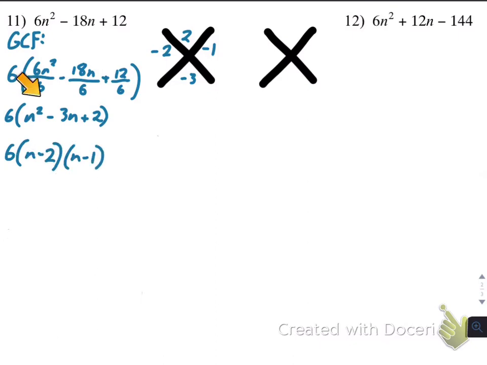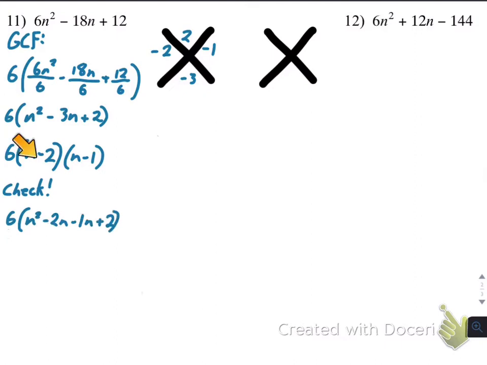So I'm going to write it in factored form. So my two binomials here are going to be n minus 2 and n minus 1. Don't forget the 6. You don't want to just forget about that, because when I go back and check, I need to make sure that I get back to where I am.